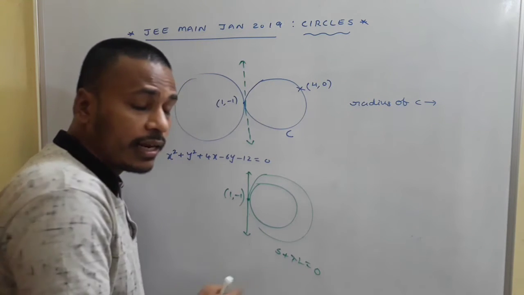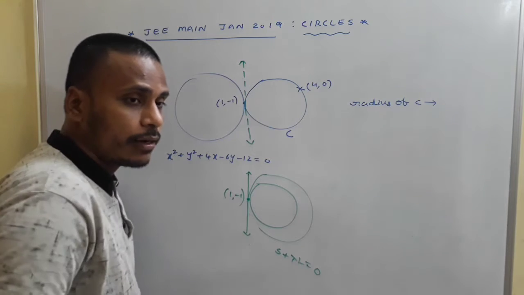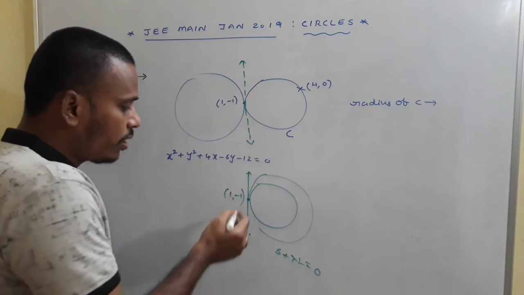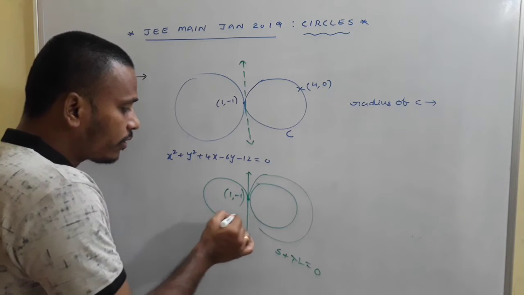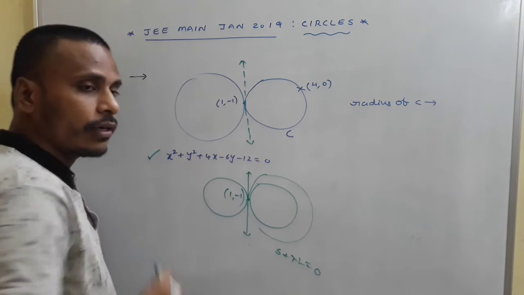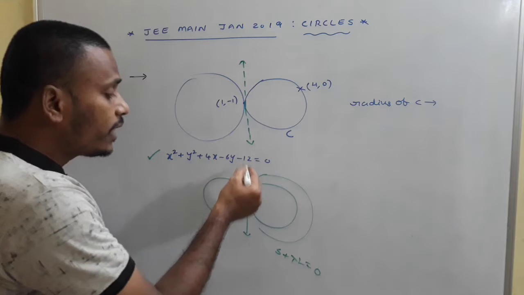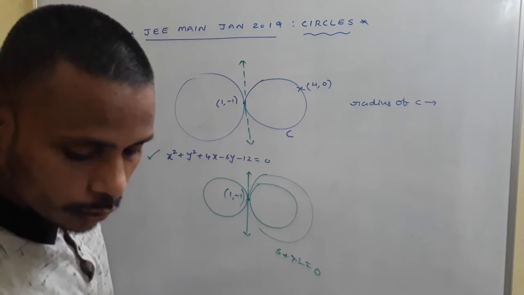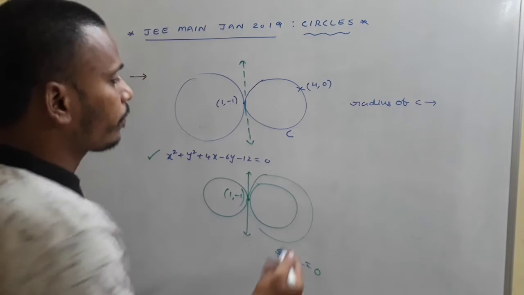And now I am going to use this s plus lambda l. What is s? S is any known circle, and there is one known circle here, right? And that known circle is this given one. And what is l? L is the tangent for the circle at the point. So first of all we need to find out l.